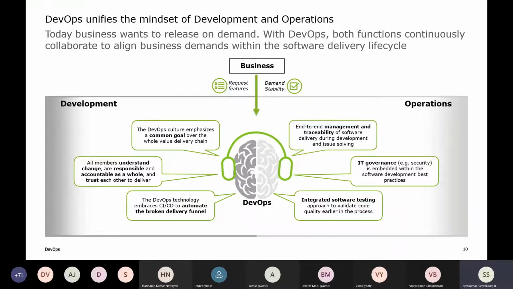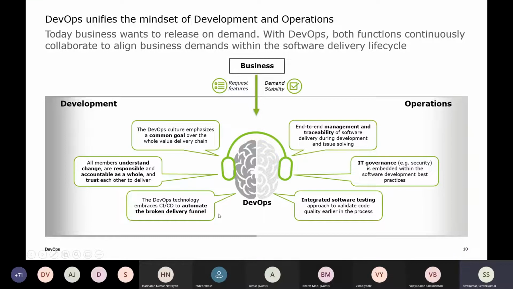And from the operations level, how operations receives the code and makes the pipeline builds, and based on the pipeline builds, how the project is delivered. These two phases are discussed in the same place, so there is no gap in the analysis. All the members understand the change, are responsible and accountable as a whole, and trust each other to deliver. And the next one is that DevOps technically embraces CI/CD to automate the broken delivery funnel.